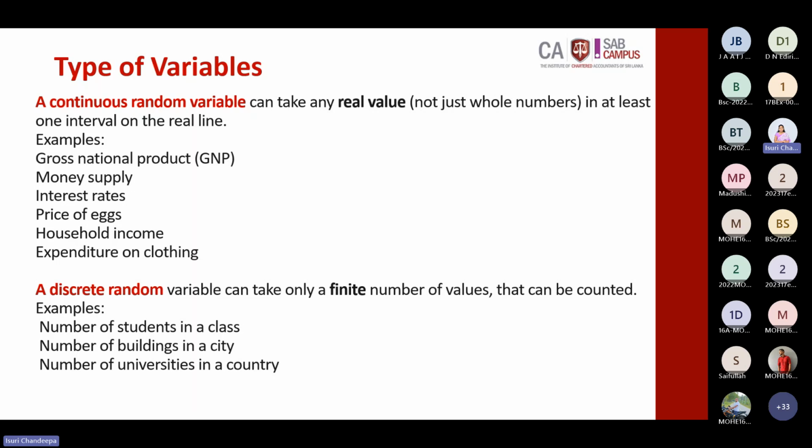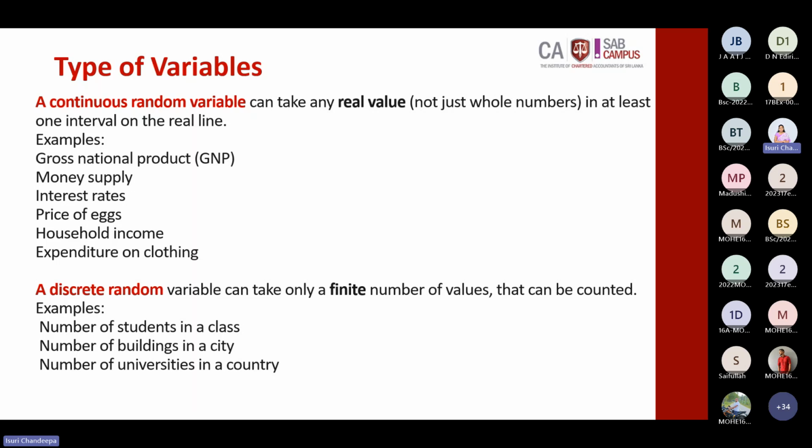What do we mean by a discrete variable? A discrete variable can only take a finite number of values that can be counted, such as the number of students in the class. Am I going to collect a discrete random variable or a continuous random variable? My data is the number of students, so that is a discrete variable. Are there half students in our class? 0.5 students? No.